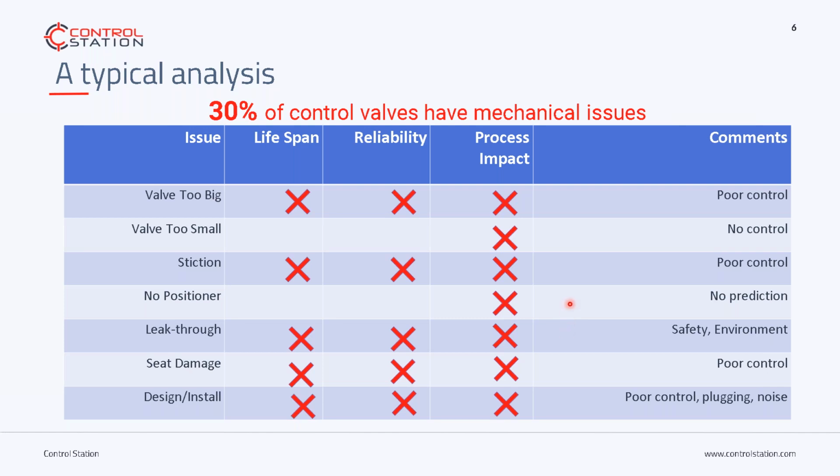And then you run into issues with seat damage. Valves that are working a lot are going to wear out the seats in the valve, and other issues can cause seat damage if the seat is not designed for the process fluid going through the valve, whether it's corrosive, meaning the seat will be attacked chemically, or erosive in nature, where the seat will be worn out from the mechanical friction of the fluid passing through it. All those are going to impact your control.